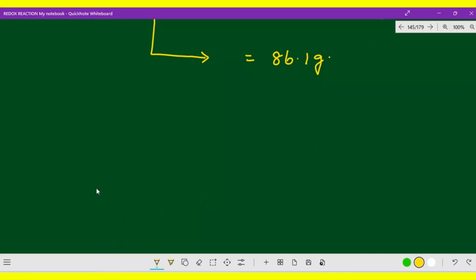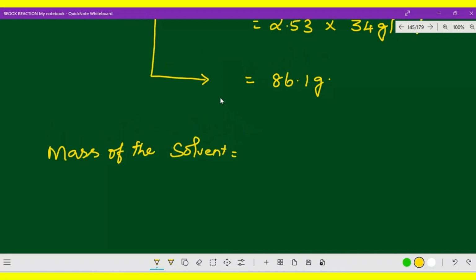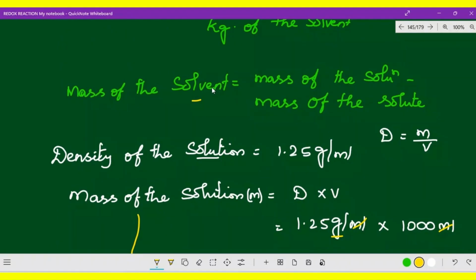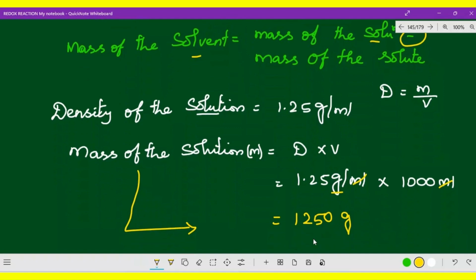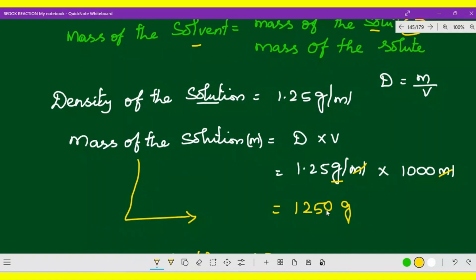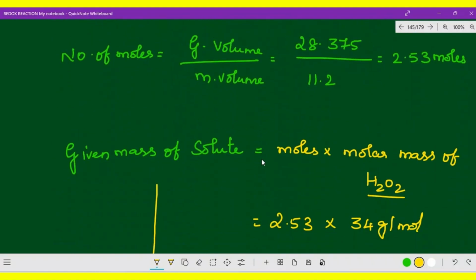Now come on, let us identify the mass of the solvent. I just mentioned this concept at the start: mass of the solvent equals mass of the solution minus mass of the solute. Mass of the solute, just now we found, is 86.1. Mass of the solution we found is 1250, which we got from the density of the solution. I hope you remember this.